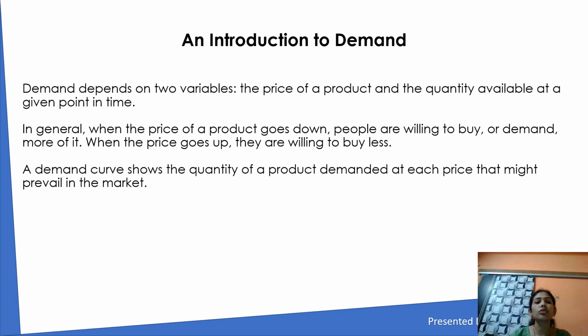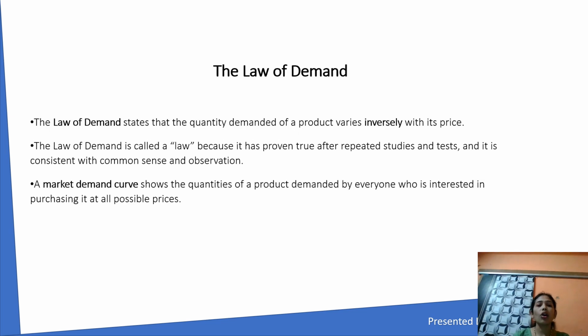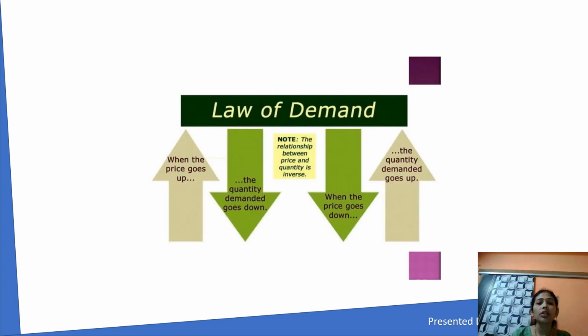A demand curve shows the quantity of a product demanded at each price that might prevail in the market. Now next, the law of demand. The law of demand states the quantity demanded of a product varies inversely with its price. The law of demand is called a law because it has proven true after repeated studies and tests, and it is consistent with common sense and observation. A market demand curve shows the quantity of a product demanded by everyone who is interested in purchasing it at all possible prices.